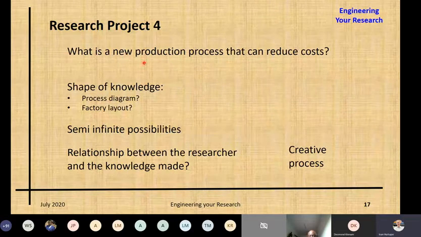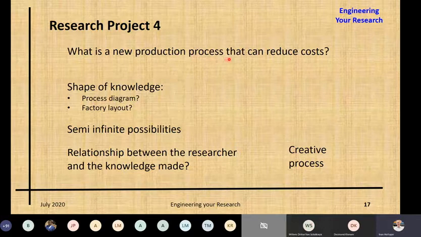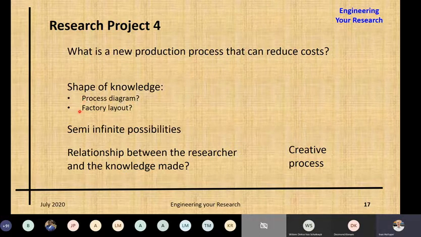Right, so in my factory, I'm running this production process, and I see that it's just too expensive. The stuff that we are producing costs too much, and I want a new production process that can reduce costs. So what is the shape of that knowledge that comes out of that research project? Well, I'm thinking it might be a process diagram or a factory layout. I need to come up with this new process.